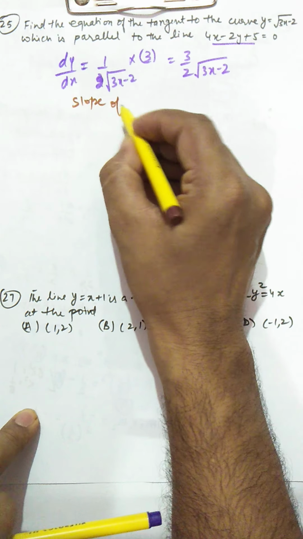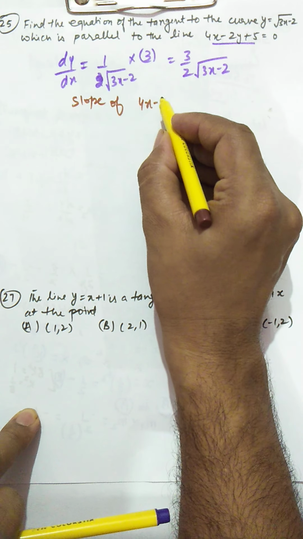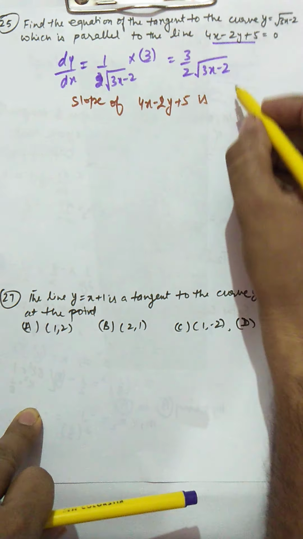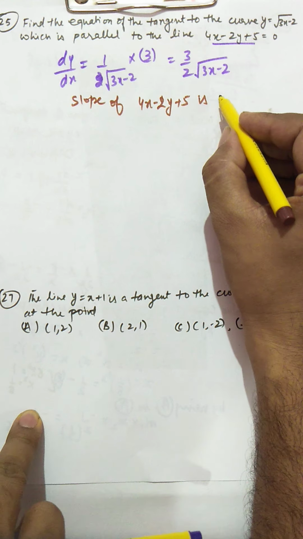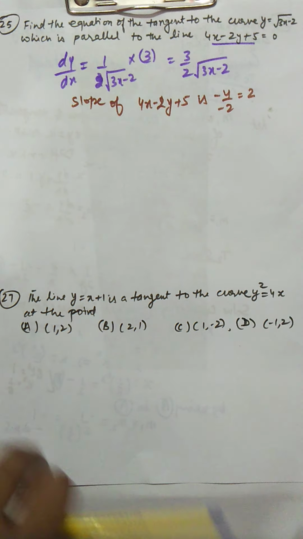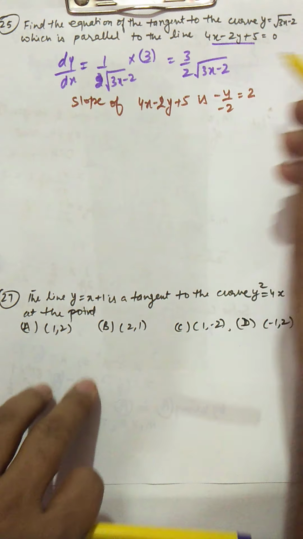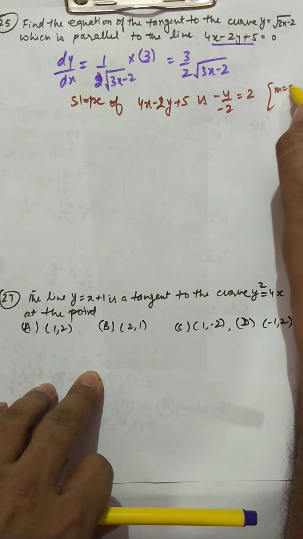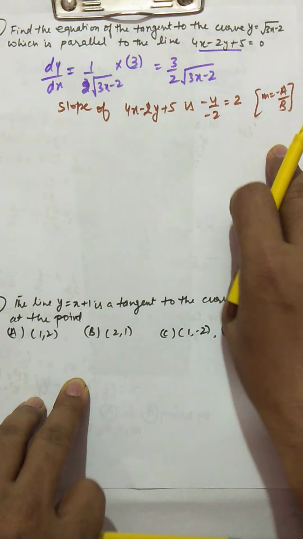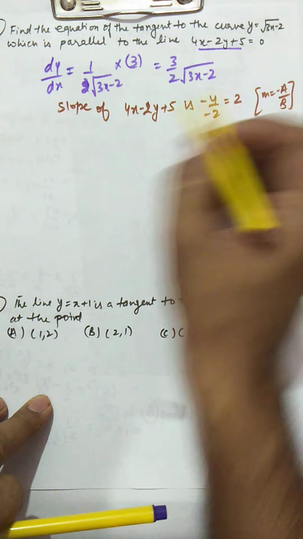And the slope of the line 4x minus 2y plus 5, you know the formula is minus a by b. So minus a is minus 4 upon minus 2, so this is going to be 2. I am writing here m equal to minus a by b when the equation is given. This we have done in class 11th. Okay, so we'll equate them.